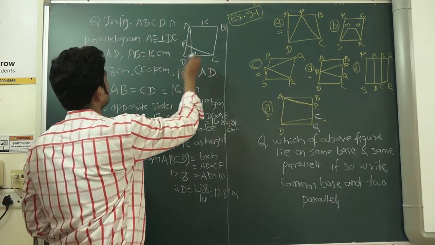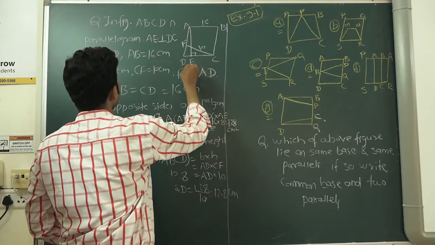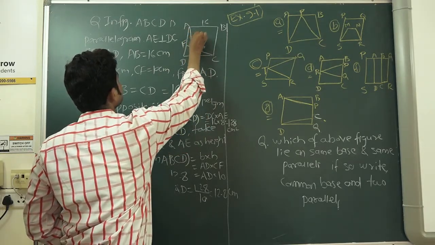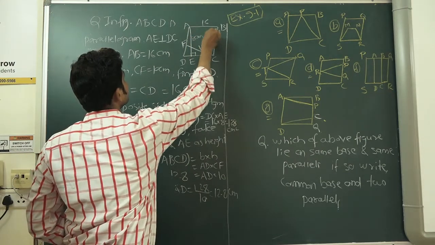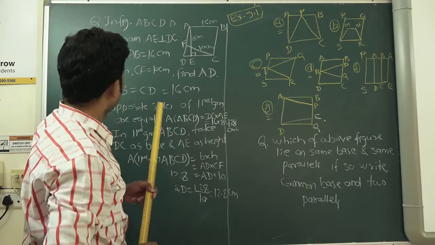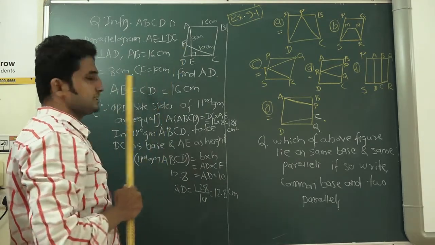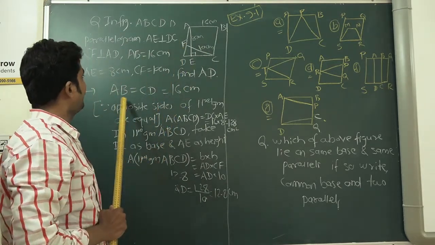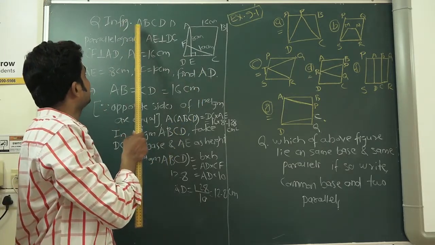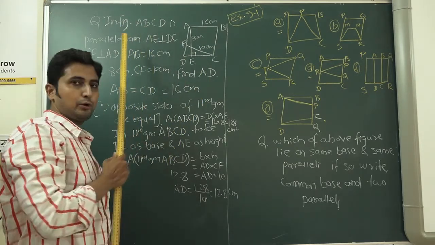We'll note that CF is 10 centimeter, AE is 8 centimeter, and AB is 16 centimeter. Now, using this, we have to find AD. Now, dear students, it is given that ABCD is a parallelogram.